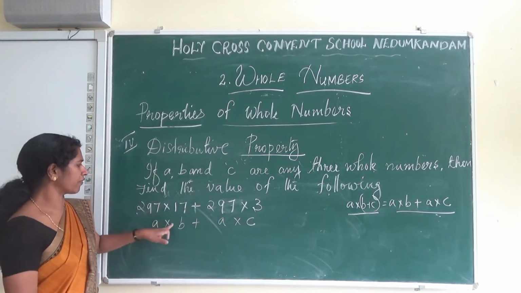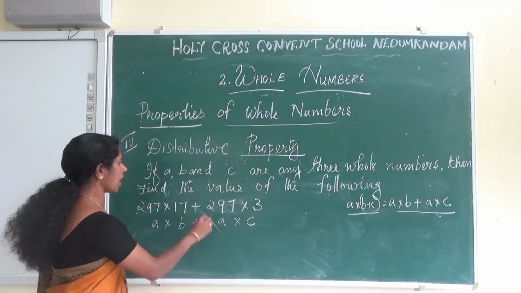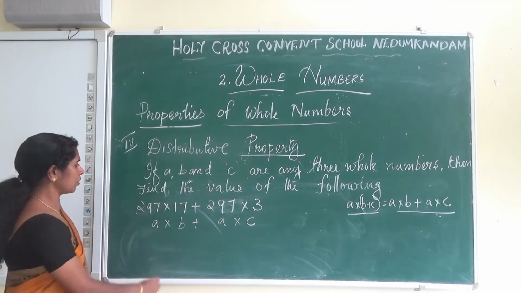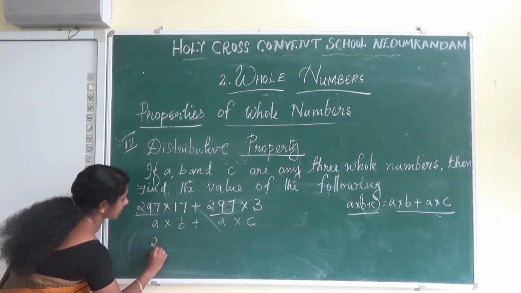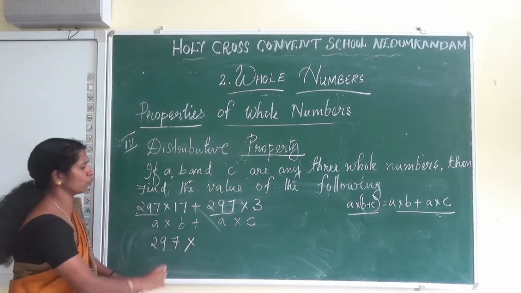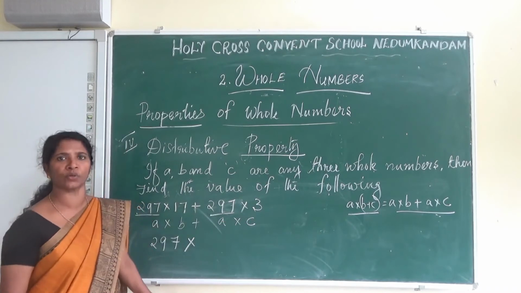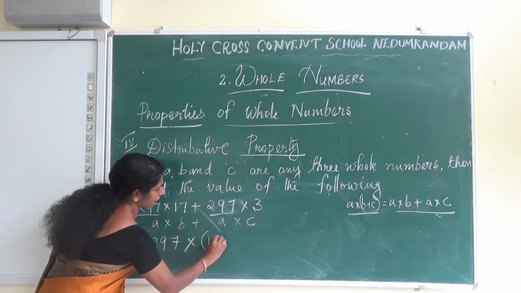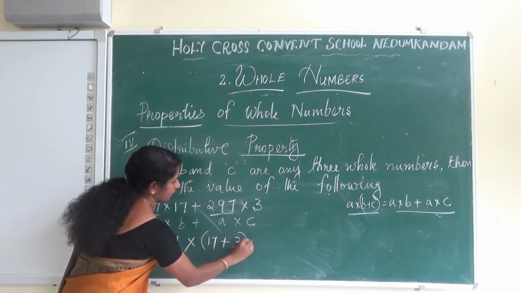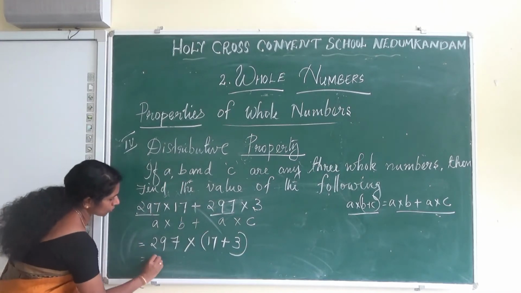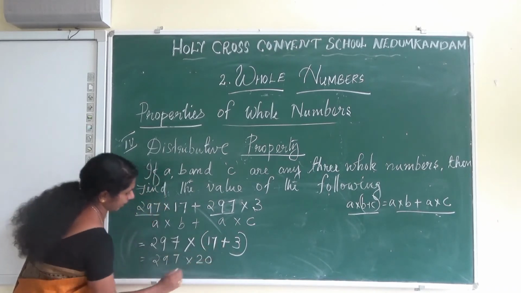If the question is in the form of A into B plus A into C, we need to convert it into A into (B plus C). So how to convert this? In this question, the common number 297 is considered as A, that is 297 into the remaining numbers other than 297. The remaining numbers we put in the bracket, that is 17, and the middle plus sign is there, so plus we put another 3. Now it is equal to 297 into (17 plus 3). You know that 17 plus 3 is 20.